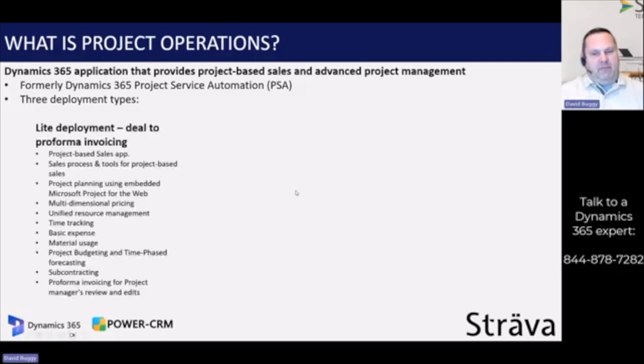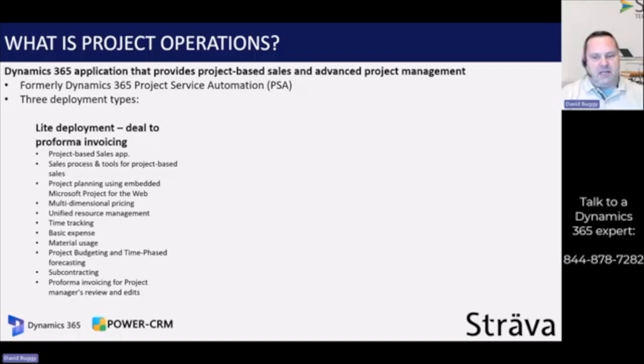Also, there are three different deployment types for the Project Operations app, and this is really important. The first one is the light deployment, which I'd say 80% of our customers are using, which is what they call deal to pro forma invoicing. And I won't go over every one of these bullet points, but basically, it's all these sales-based tools for project-based organizations, a full sales process, right, that takes you through selling services, all the way down through project management, of course, time tracking, basic expense, material usage, et cetera.